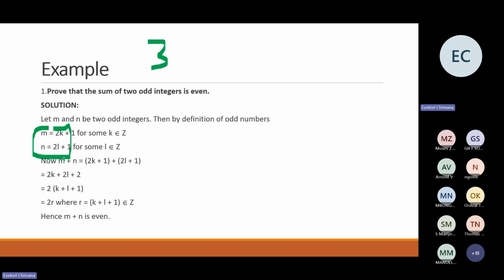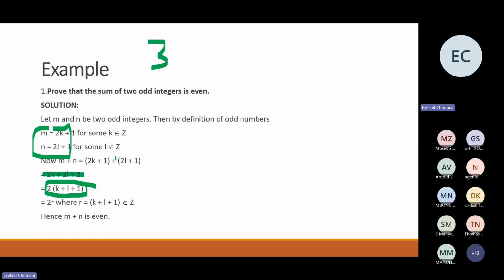So now m plus n, which is the addition of two odd integers, will be equal to 2k plus 1 plus 2l plus 1. So you add the like terms. You are just going to have 2k plus 2l plus 2, and then you factorize to end up having something like this: 2 times (k plus l plus 1).